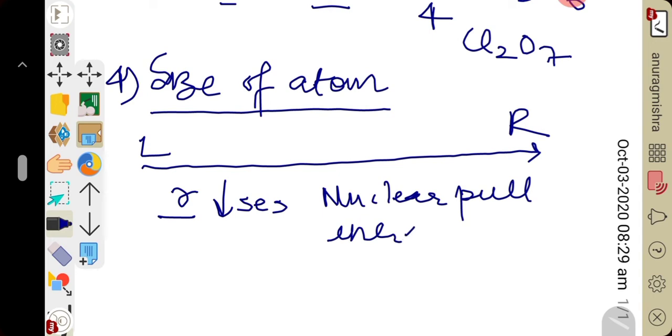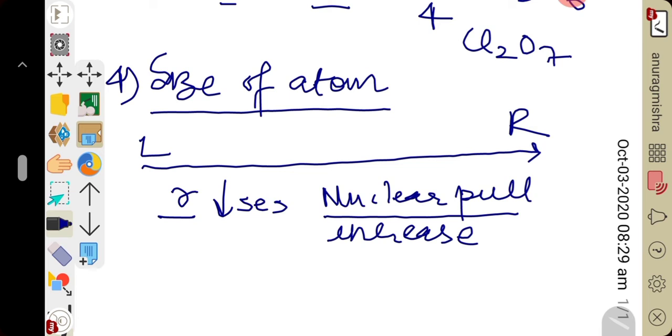How does nuclear pull increase? See, always try to understand. Nuclear pull means the attraction of the nucleus toward the outermost shell. How strongly the nucleus can attract the outermost shell and constrict the size of an atom is called nuclear pull. And nuclear pull is determined by the number of protons present in the nucleus. As the number of protons is larger, nuclear pull will be very strong.